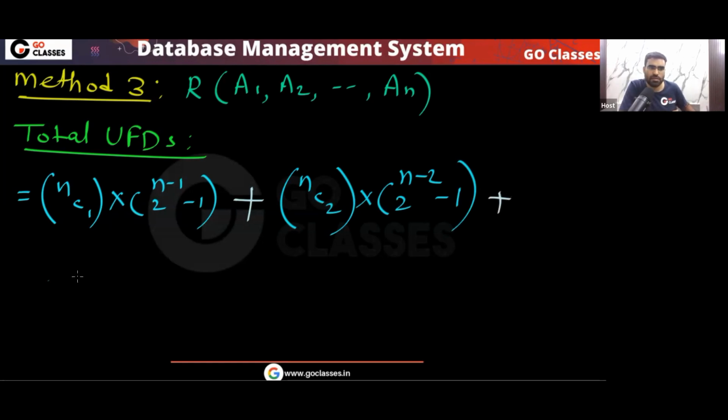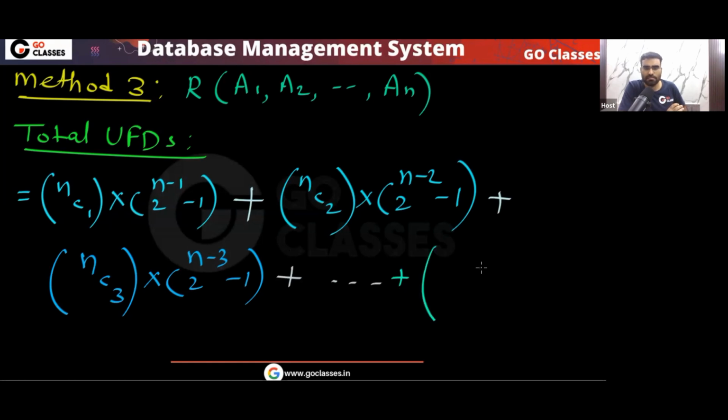Yes or no? Did you notice? This is what is happening. Case number 3, nC3 multiplied by 2 power (n minus 3) minus 1. And so on. If I keep doing like this, then at the last, I will get nC something on the LHS. Tell me, maximum how many attributes can I put on LHS? I can put n minus 1. So for the RHS, there will be 2 power 1 minus 1. These many choices. Is this clear?